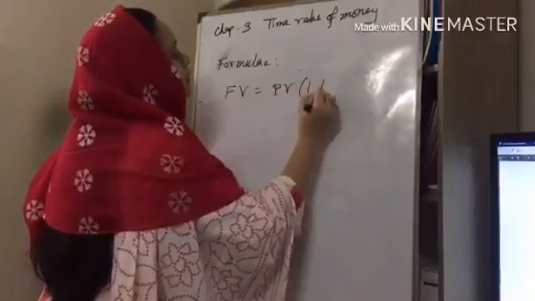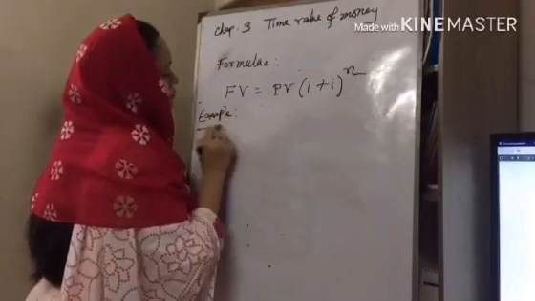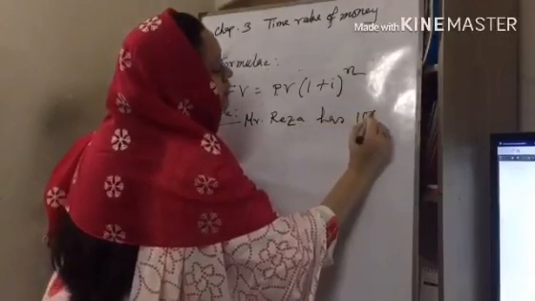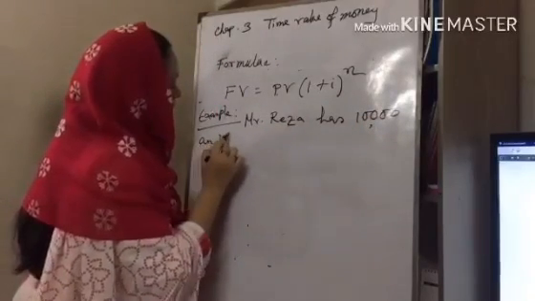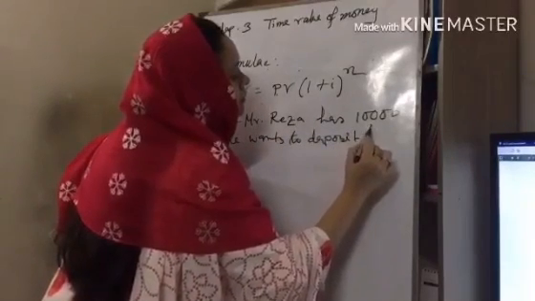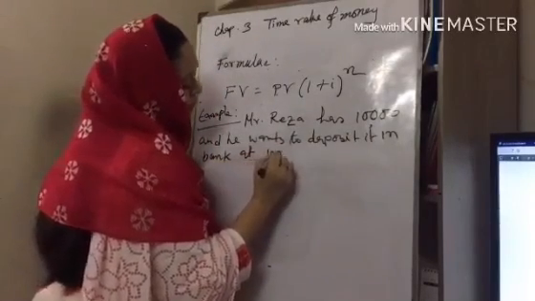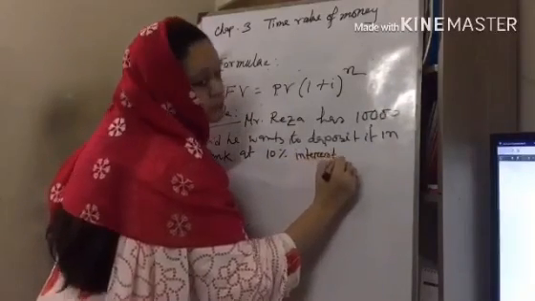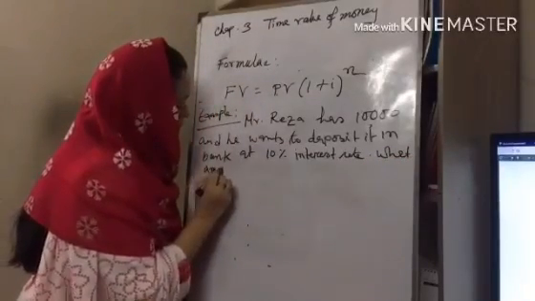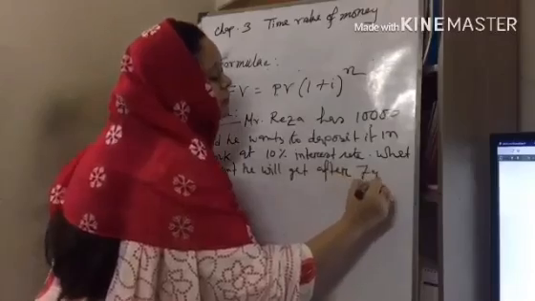Present value, 1 plus I to the power n. Example: Mr. Reza has 10,000 taka and he wants to deposit it in a bank at a 10% interest rate. What amount will he get after 7 years?